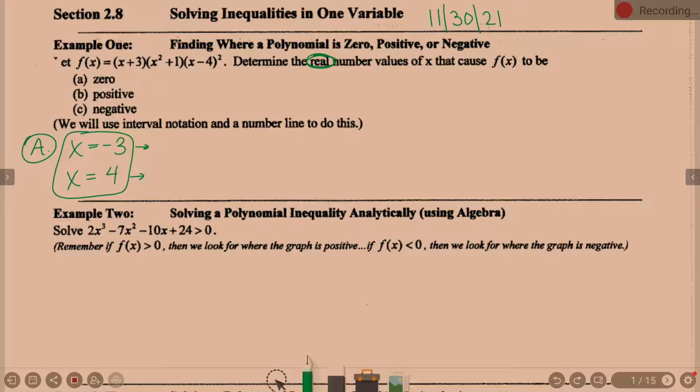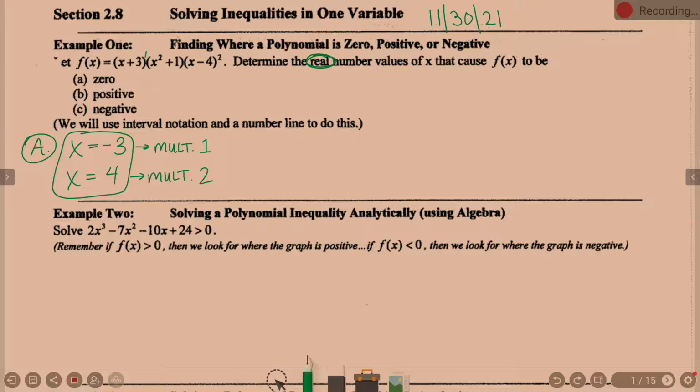Okay, the multiplicity of negative 3 is 1. And why does that have a multiplicity of 1? Because there's no exponent. The only exponent is the invisible exponent of 1, right? And x equals 4 has a multiplicity of 2 because there's an exponent of 2 right there, yes?